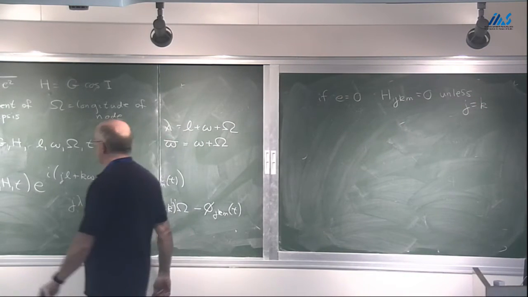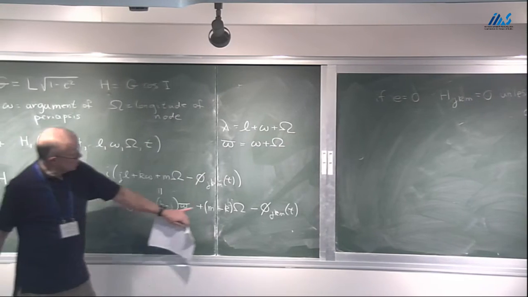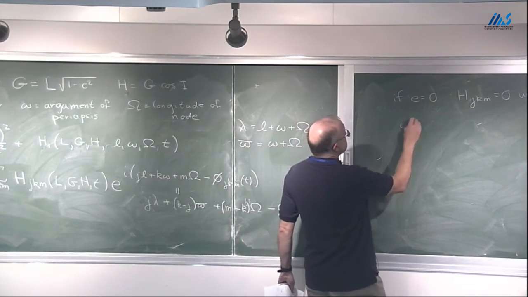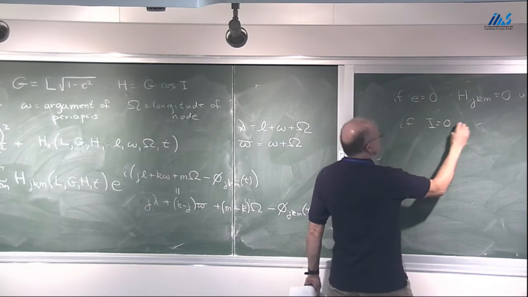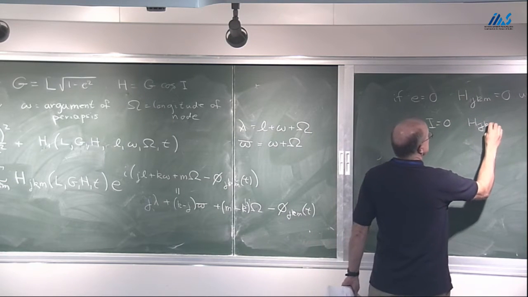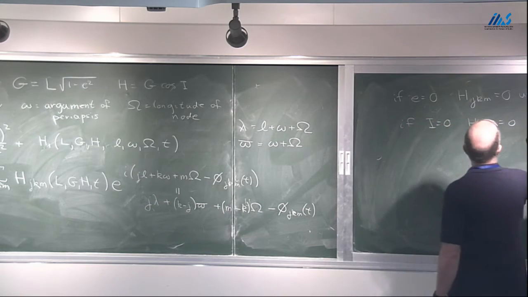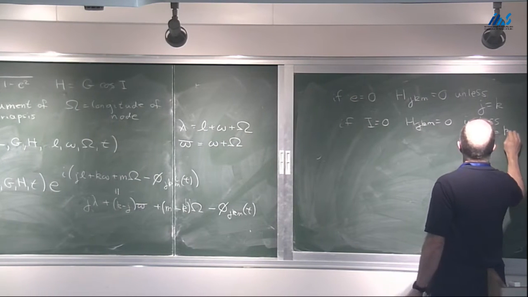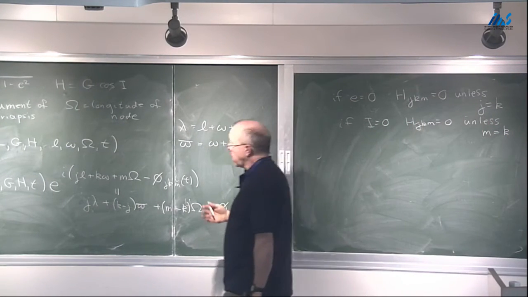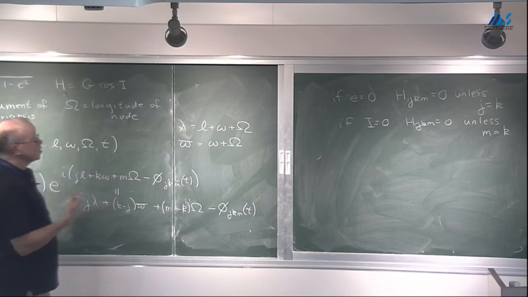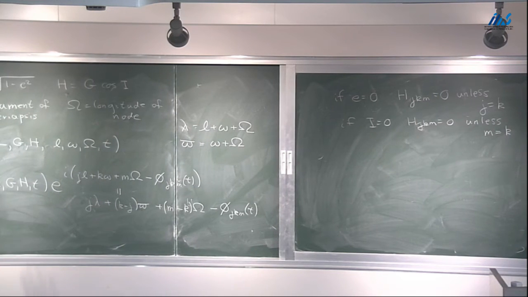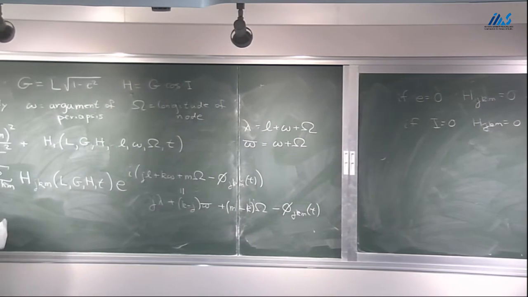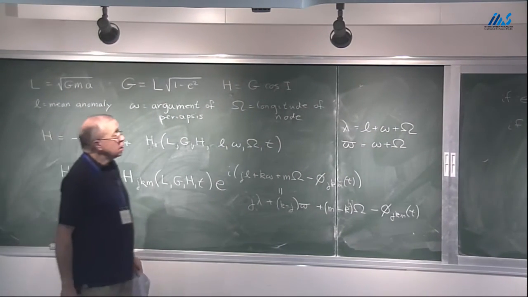Similarly, if the inclination is 0, the longitude of the node is undefined. And so if the inclination is 0, H_jkm equals 0 unless m equals k. And these are important constraints, particularly because in most planetary systems you're dealing with orbits that have low inclination and low eccentricity.